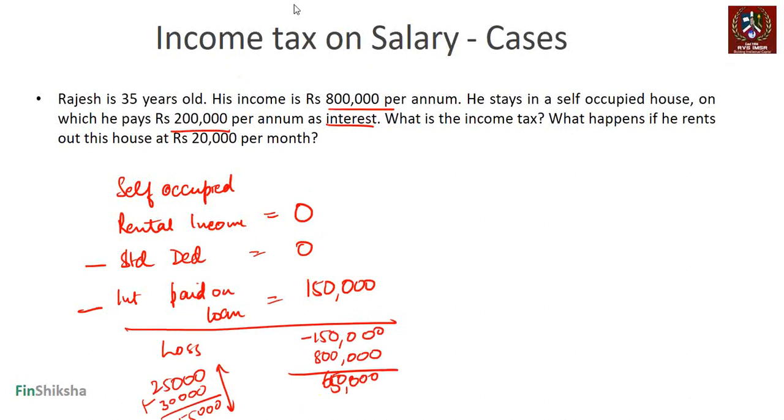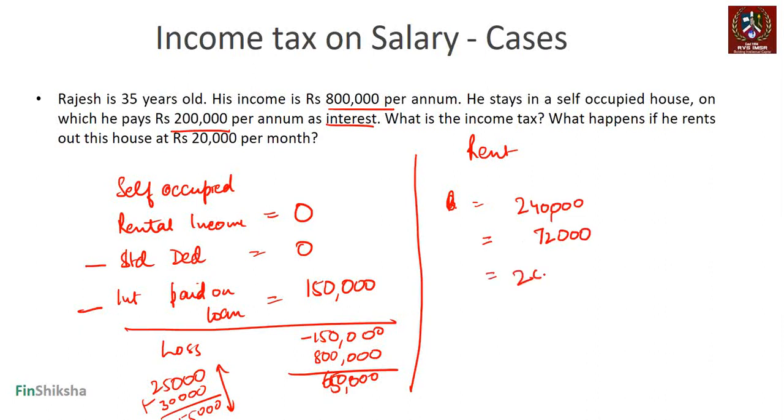Now, if he rents the same thing out, we put in the rental part. What is the rental income here? We are talking about the rental income being 20,000 per month. So rental income is 2,40,000. Standard deduction 30% of that, that's 72,000. And in this case, the entire 2 lakh interest goes off. So subtract: 2,40,000 minus 72,000 is 1,68,000, minus 2 lakhs. So that's going to be a negative of 32,000.